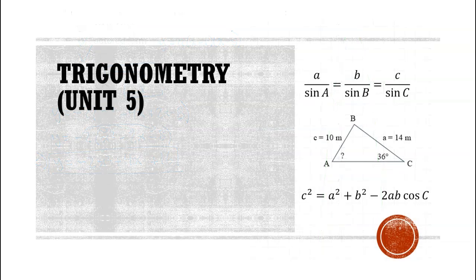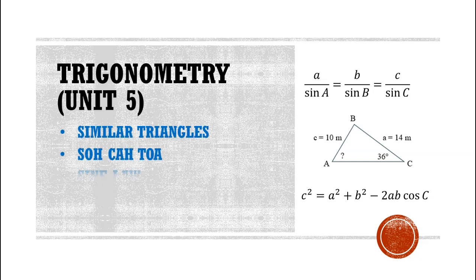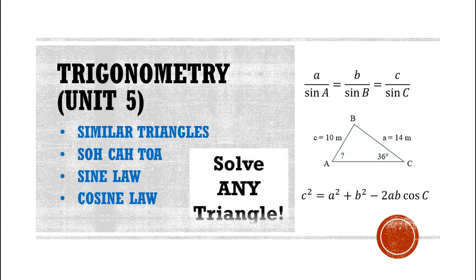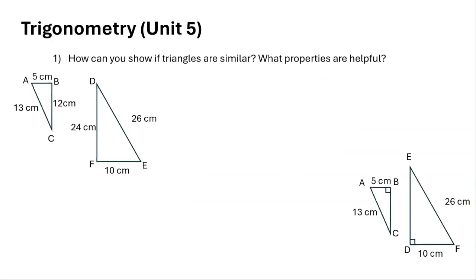Unit 5 is going to bring us back to triangles as we look at trigonometry. We're going to look at similar triangles, SOH CAH TOA for right triangles, and then the Sine Law and the Cosine Law, which are on the screen for non-right triangles. We're going to learn how to solve any triangle. So the first question I'm going to look at with you is how can you show if triangles are similar?